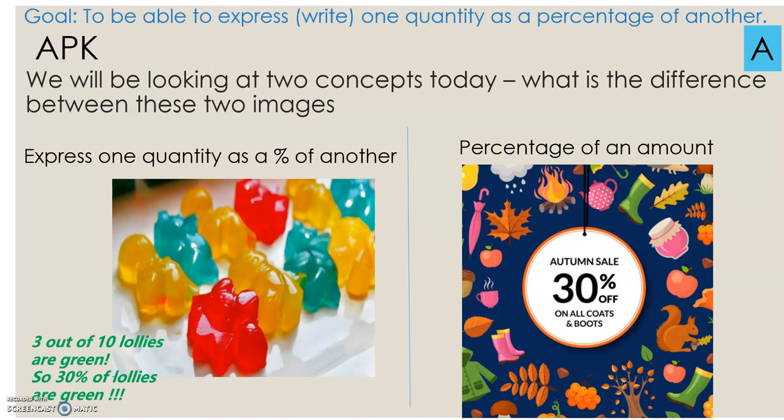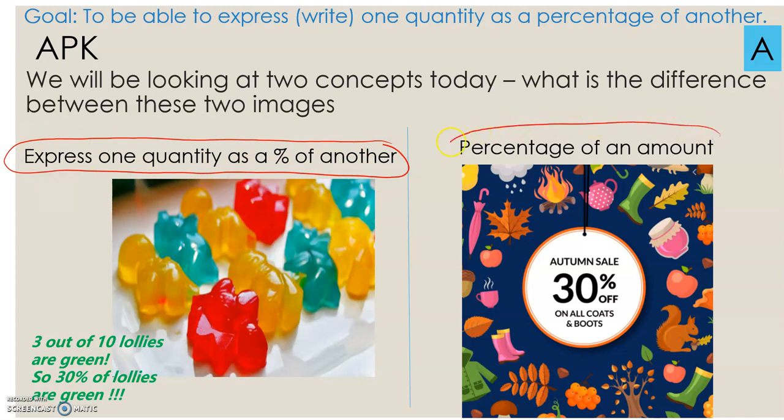What is the difference between these 2 images? One concept that we're learning today is expressing one quantity as a percentage of another. And then the next part of the lesson, we're learning about finding the percentage of an amount. If you're looking at these 2 examples, feel free to pause the video before I go through it and have a think about what the difference is between these 2 things. With the first one, it says 3 out of the 10 lollies are green. And so you're expressing one quantity as a percentage of another. So basically you're converting this to a percentage and saying that 30% of the lollies are green.